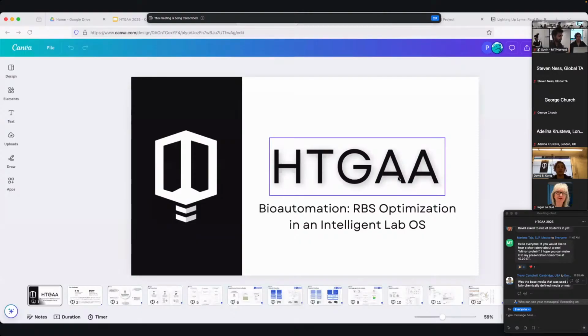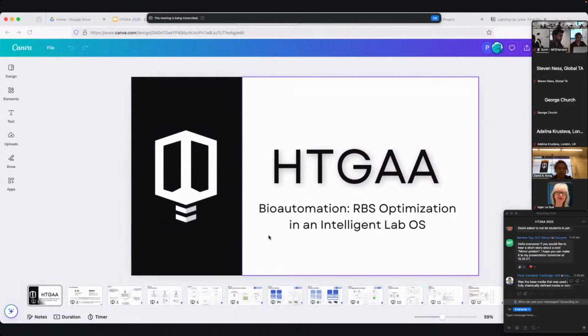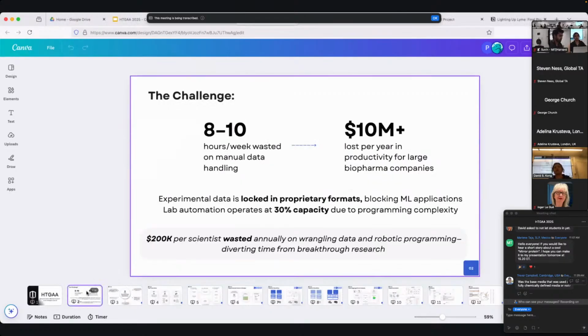And the core part of my project was designing a software system that allows for intelligently orchestrating lab equipment. Before we get into a couple of numbers: in a current lab, 8 to 10 hours are probably wasted on manual data handling, and $10 million are lost annually in productivity from biopharma companies. These are just a couple numbers that we pulled from the literature.